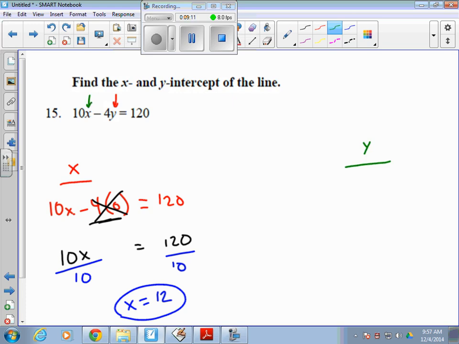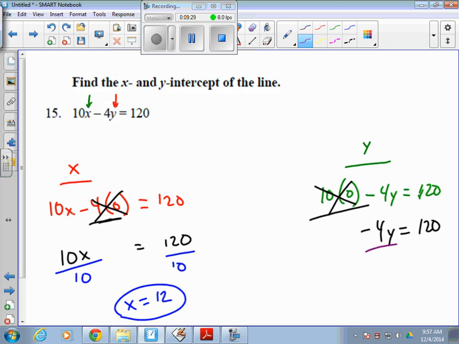In order to find the y-intercept, you're going to plug in 0 for the opposite one. This time you're going to plug it in for x. 10 times 0 minus 4y equals 120. Again, anything times 0 cancels that part out. Negative 4y equals 120. When you divide by negative 4 on both sides, a positive divided by a negative is a negative. 120 divided by 4. 4 goes into 12 3 times and into 0 0 times. The y-intercept is negative 30.